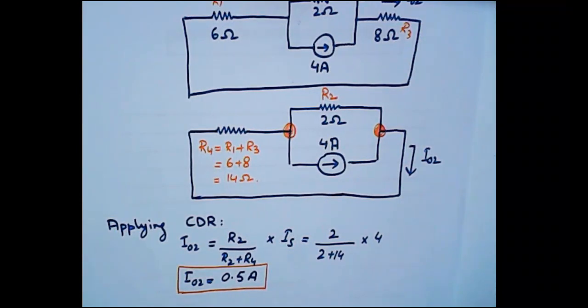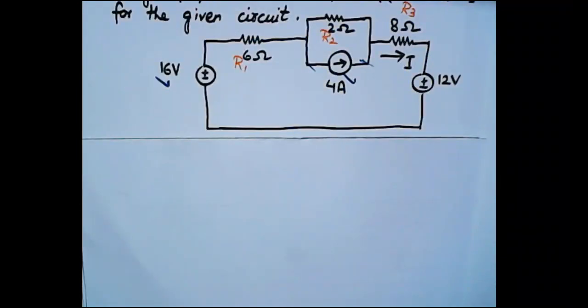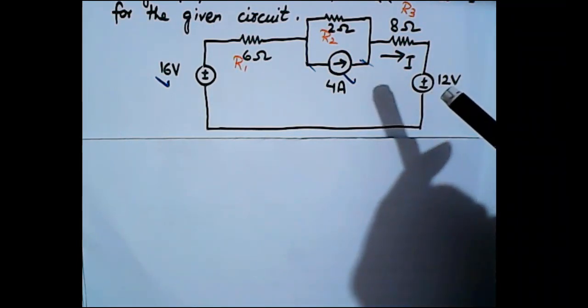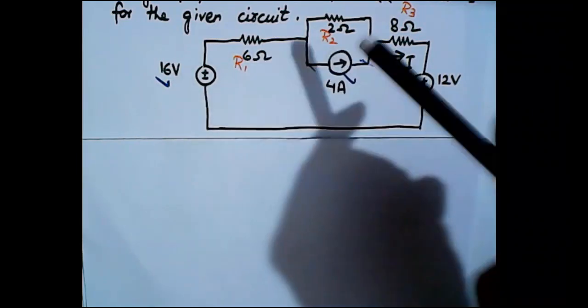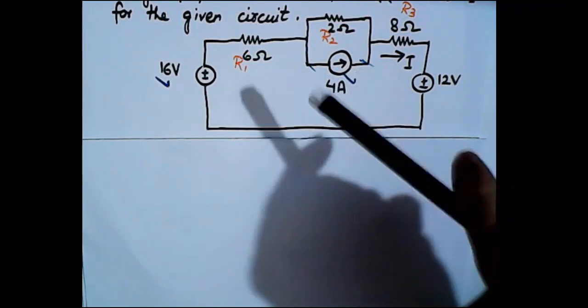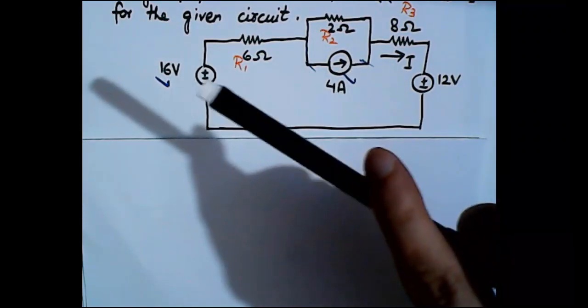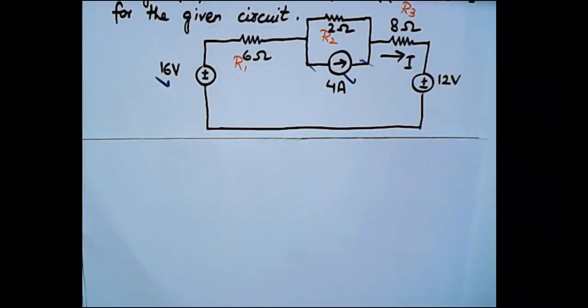Now coming towards the third source, which is the 12 volt source here. In order to consider its effect, we need to turn off this 4 ampere source by open circuiting it. Why? Because it is a current source. And this 16 volt source by short circuiting it. Why? Because it is a voltage source.